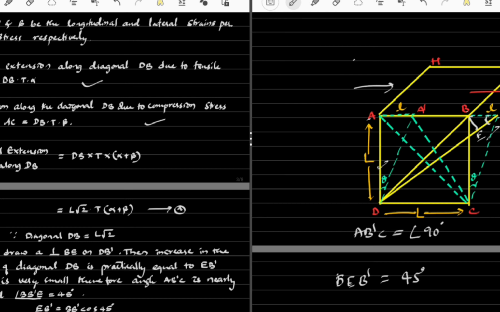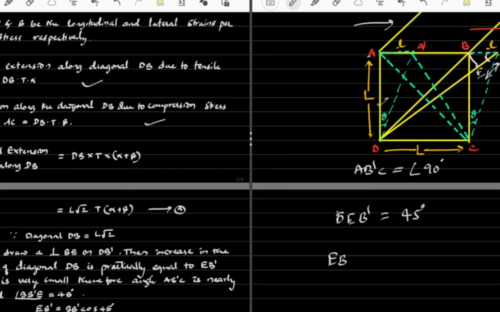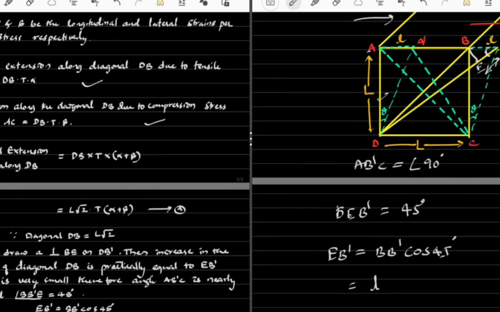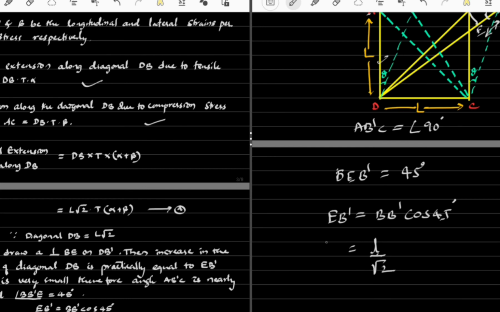So now what is there, the extension. How much extension it will produce from D to B and D to E? Both are of equal length, and after this we will get the extension, that is EB dash. So how much extension will take place? We'll find that EB dash equals B dash into cos of 45 degree. Now here B dash is small l, and cos of 45 is nothing but 1 by root 2. So therefore EB dash is equal to l by root 2, that is equation 2 I will take.